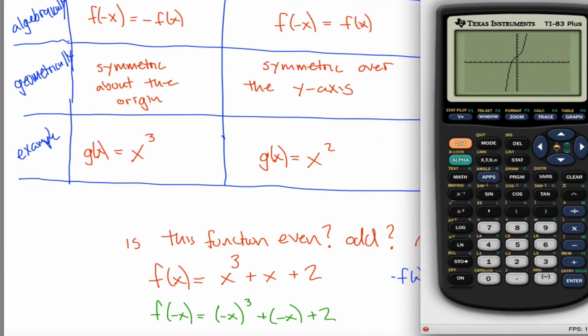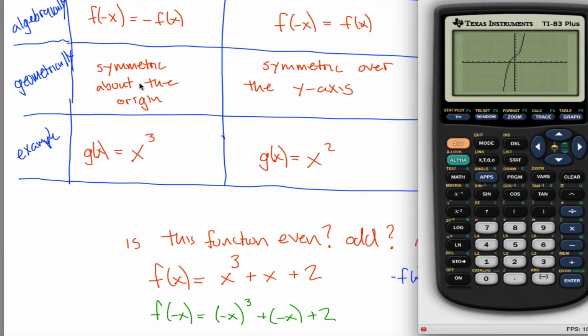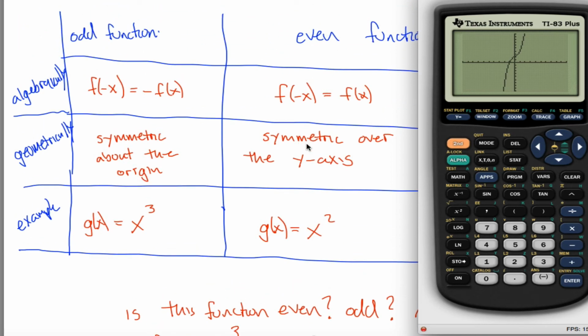The criteria for being an even function, which is what I have in this column, is it has to be symmetric over the y-axis. The y-axis is the axis that goes straight up and down. And what I mean by symmetric over is if you think about this as kind of a mirror, if you took this thing and reflected it over this line right here, would it land right on top of itself?